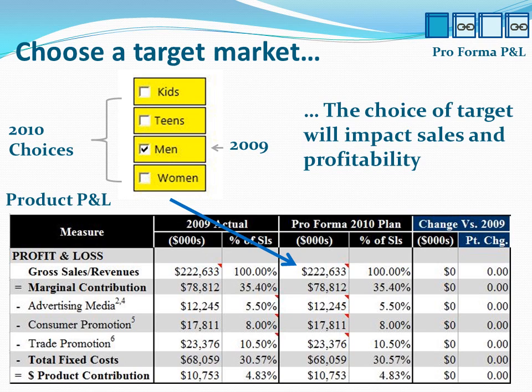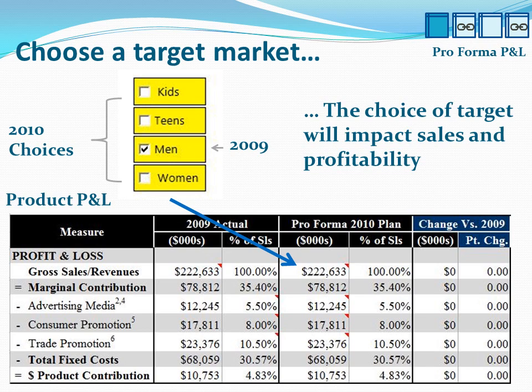This is the target market selection in the P&L spreadsheet. It asks for a target market selection for 2010 from these choices, or from the segments: kids, teens, men, and women. You can choose only one by clicking inside one of the boxes. The target in 2009 was men, as indicated by the checked box.